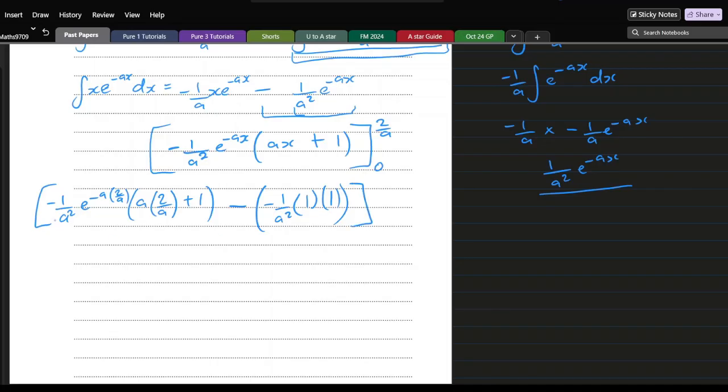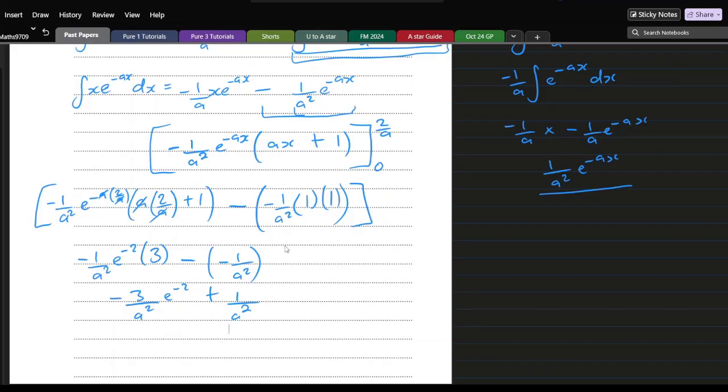Okay, so let's simplify. Here we're going to get negative 1 over a squared, and then e to the negative, the a's cancel out, so that's e to the negative 2. And then here the a's cancel out again, so you end up with 2 plus 1, which is 3, minus our lower limit. That would give us negative 1 over a squared. Alright, so let's simplify. What do we have here? We've got negative 3 over a squared e to the negative 2 minus minus, so positive 1 over a squared.